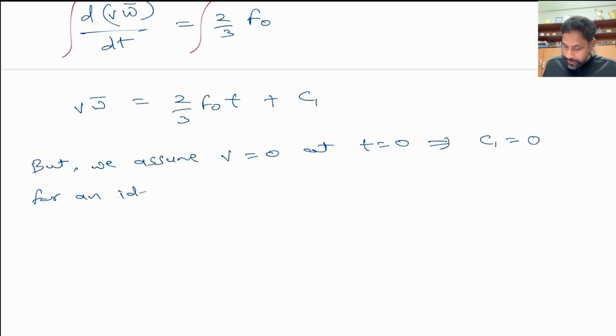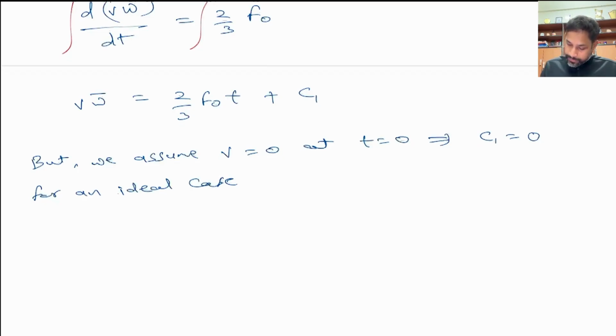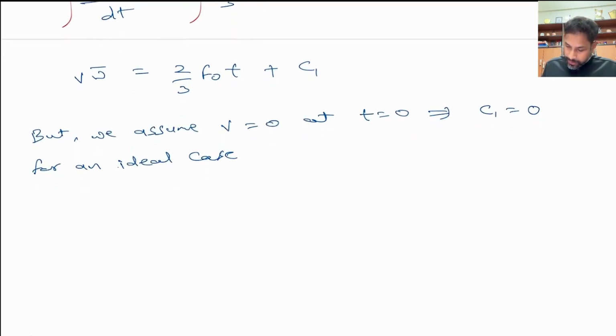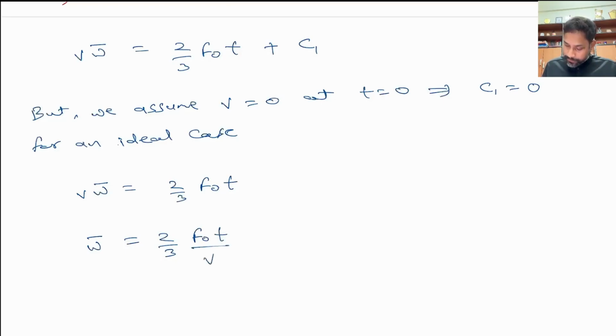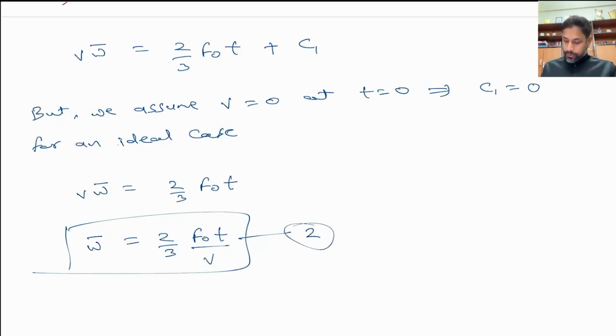For an ideal case, and that is why the above equation can be simply written as VW bar equals 2 by 3 F naught T, or W bar can be written as 2 by 3 F naught T over V. Okay, this is our equation number 2 that we got using volume flux balance.